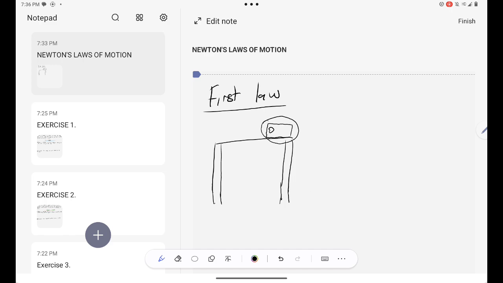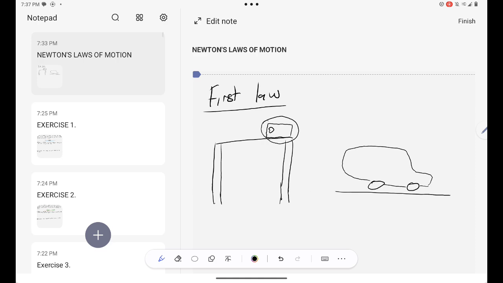Another part of it says that if a car is moving at a constant speed, it will continue moving at a constant speed unless the driver decides to change the velocity of the car. But if the driver does not decide to change the velocity, the car will just continue moving at a constant speed. Are you together?